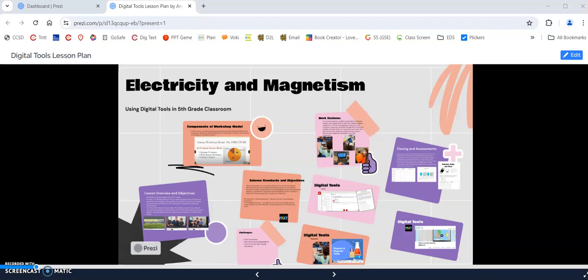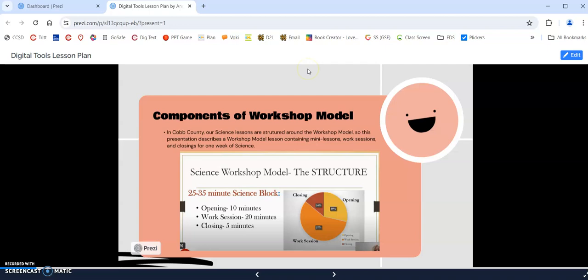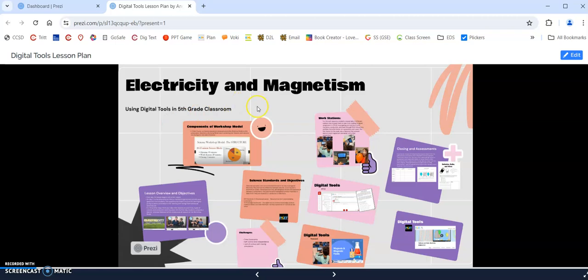Hi everyone. This week's lesson centered around electricity and magnetism in a fifth grade classroom. First of all, our district requires our science lessons to be framed around the workshop model. So all of these lessons started with a mini lesson and contained a work session and a closing session, which was often an assessment piece.